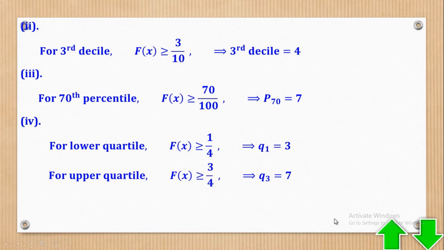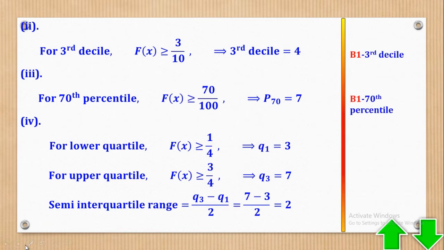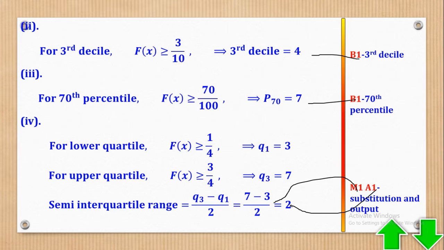Therefore the semi-interquartile range is given by the formula (Q3 minus Q1) over 2. Therefore when I substitute and divide by 2, I'll come up with 2 as my semi-interquartile range. So before I go to the next slide, let's see how marks can be awarded for this slide. B1 for this, B1 for this, M1 for this, and A1 for the output.